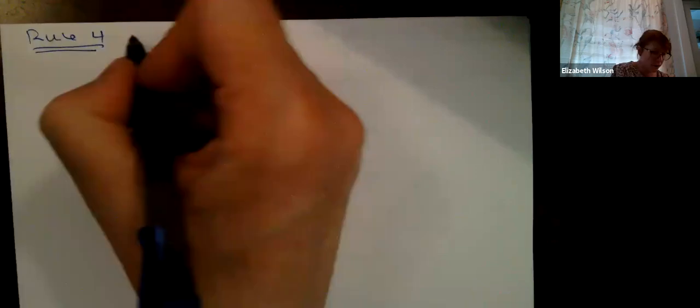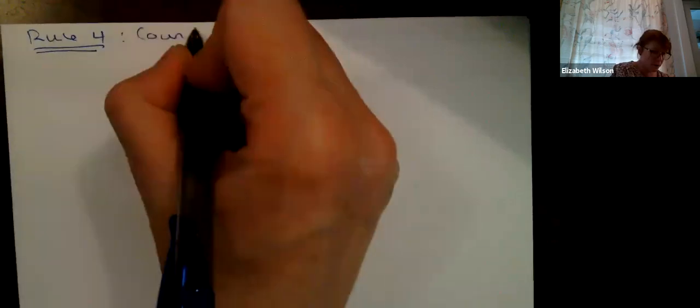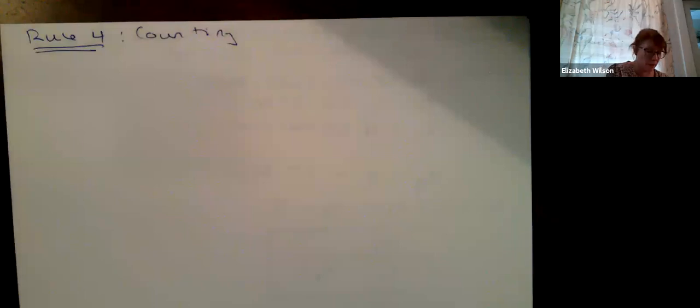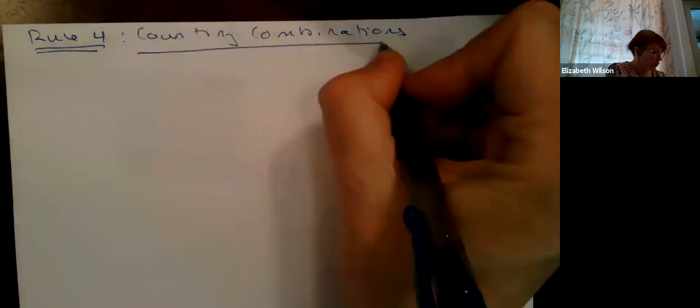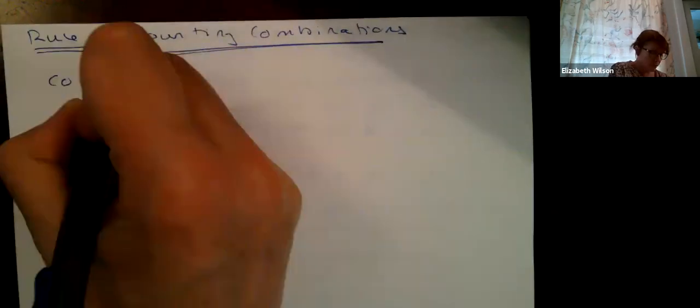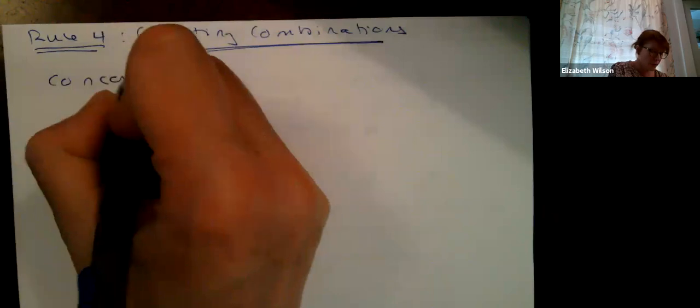All right, so rule 4 is again about counting combinations. It's slightly different. We're going to summarize all these different rules at the end, so you can see how they're different. So counting combinations. Let me just write this down and we'll talk about it.